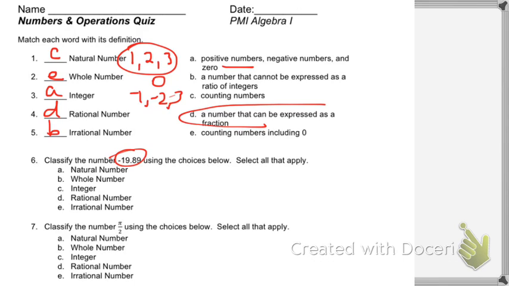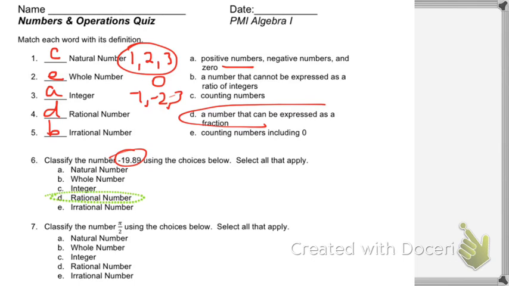Okay. Now we got to circle everything that is correct. It's not natural, because natural is like counting numbers. It's not whole, that's counting numbers plus 0. It's not an integer, that's all the positive and negative counting numbers. But if it ends, it's a decimal, it is rational. So you know it's a rational number.